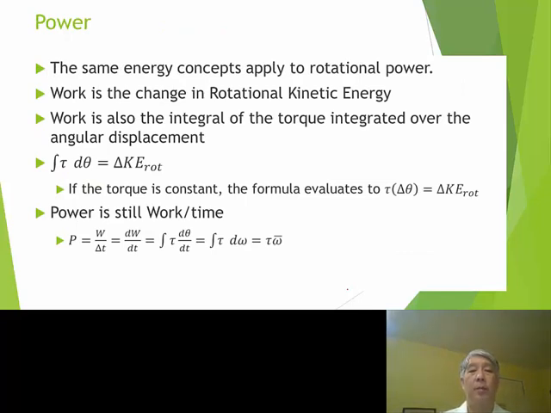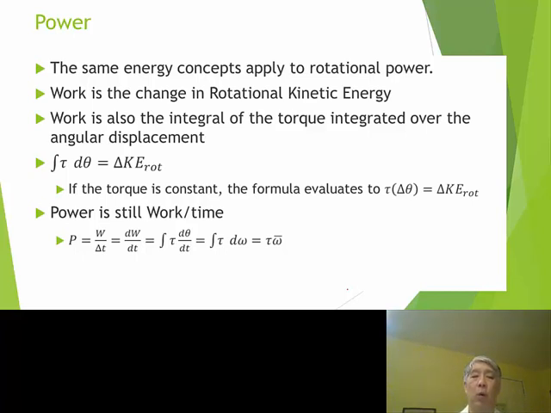Okay, so let's talk a little bit about power, because the same energy concepts that we did for translational power also apply to rotational power. So remember that work is the change in energy or change in kinetic energy. So now work is also going to be represented by the change in rotational kinetic energy. This is going to be the work done by a specific torque or the net torque. We can also look at it as the integral of the torque integrated over the angular displacement. Integral of force dx, in this case torque d theta, and that's going to be equal to the change in kinetic energy as the object rotates. If the torque is constant, then the formula evaluates to nothing more than torque times theta is equal to your change in your rotational kinetic energy.